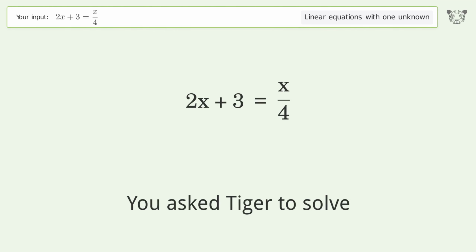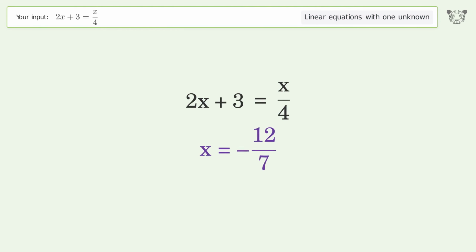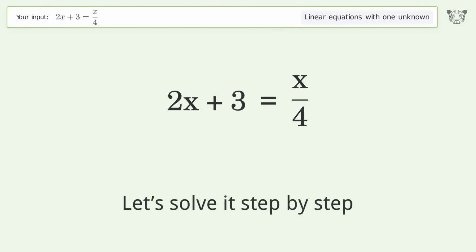You ask Tiger to solve this, which deals with linear equations with one unknown. The final result is x equals -12/7. Let's solve it step by step.